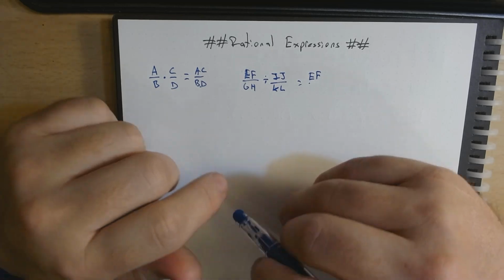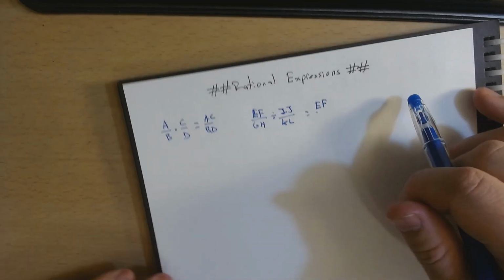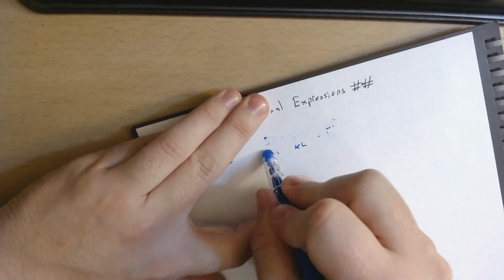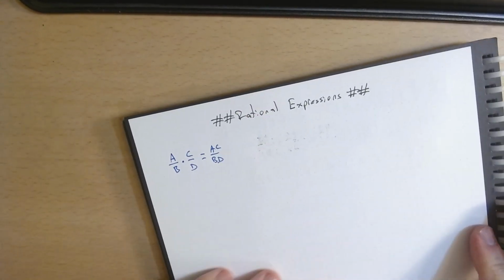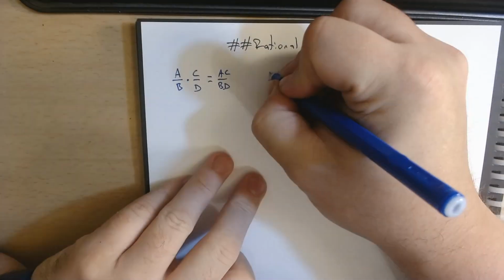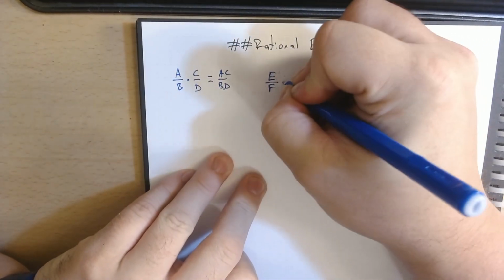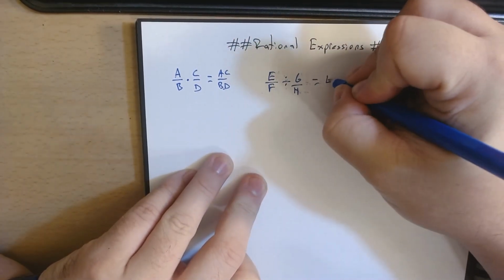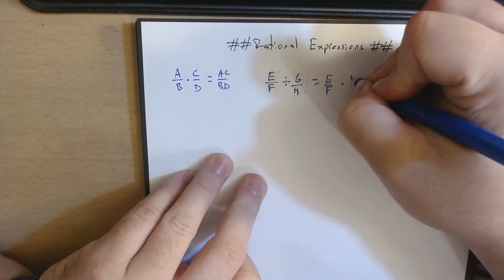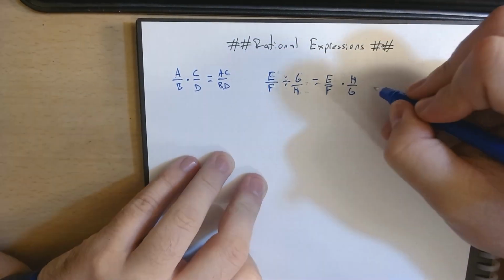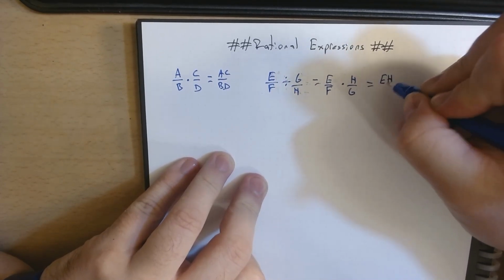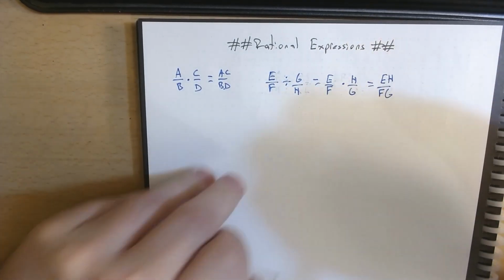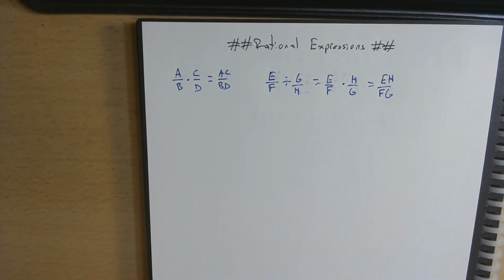I think I'm used to geometry. I'm going to erase that. I'm using way too many letters there. E over F divided by G over H. You flip the second fraction and you multiply straight across. Times H over G. So then you get EH over FG. But I'm sure, being as you guys are in pre-calc, you remember that you should be flipping your fractions.